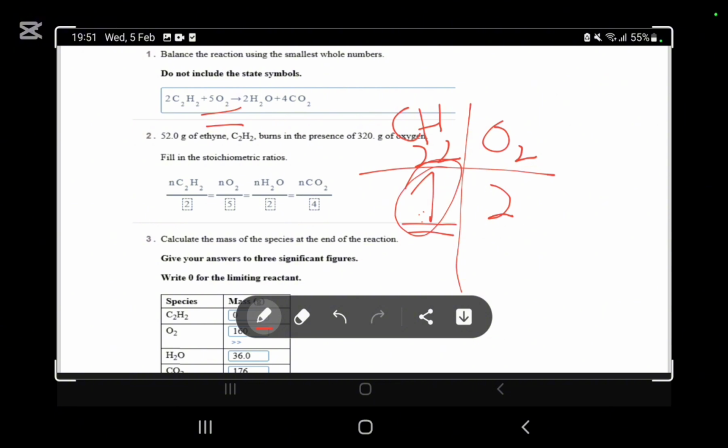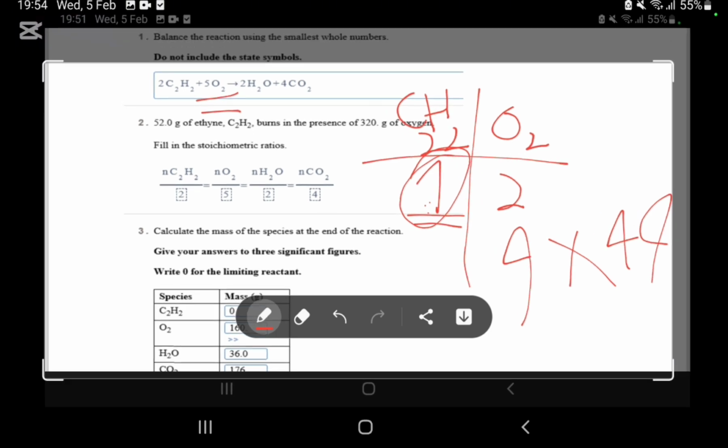And then for H2O, the moles is 2 times 18, which is the molar mass, which will give us 36. And then for CO2, we have 4 times the molar mass is 44. So 4 times 44 is equal to 176.